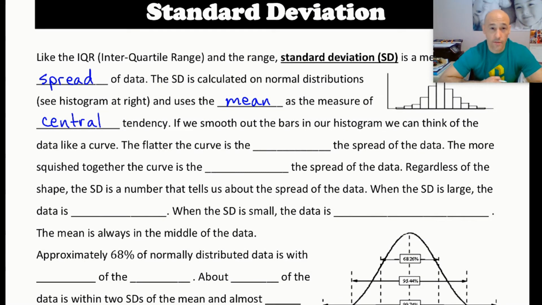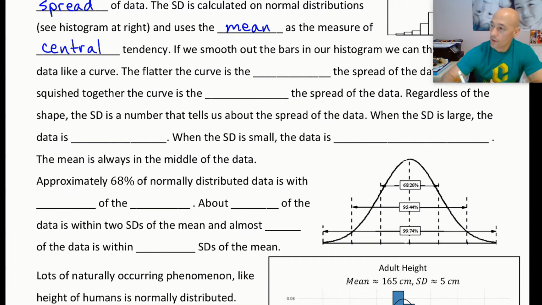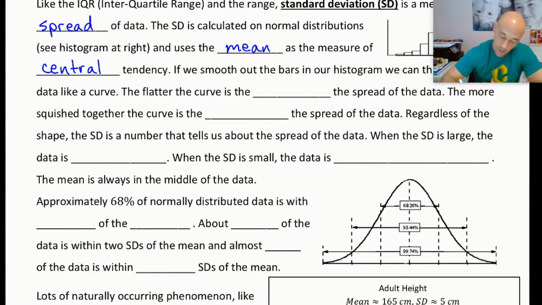The flatter the curve is, the larger the spread of the data. So if the curve is flatter, like this, then the data is spread out more. The more squished together the curve is, the smaller the spread of the data. So if it looks like this, then the spread is smaller.